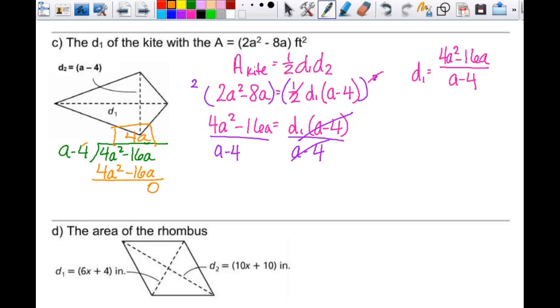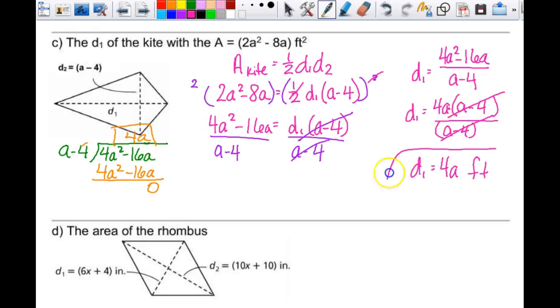Fine. Here's your GCF. What's the GCF in the numerator? 4A. So I factor it out. What am I left with? A minus 4 over A minus 4. Can I cancel those out? Yes, because you see the difference. This is multiplication with all of that. Bam. Either way, D1 is equal to 4A.